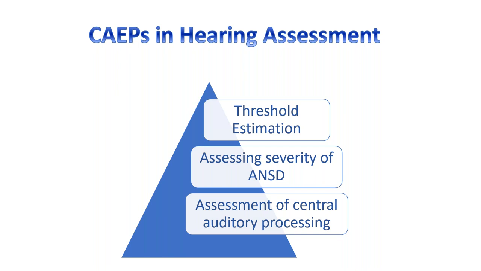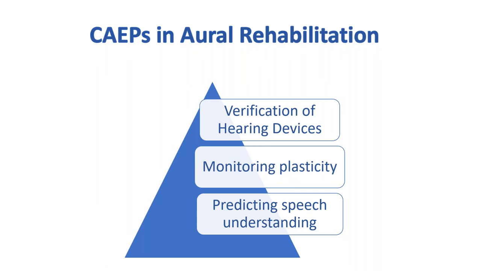Now, these cortical evoked potentials can be applied in hearing assessment or in rehabilitation. When we think in terms of hearing assessment, the applications include threshold estimation, but cortical evoked potentials are not really the test of choice for threshold estimation for the obvious reason that they're affected by sleep. And most often we test babies who are sleeping. So ABR is the test of choice for threshold estimation. But if you are assessing hearing in a person who is awake and alert, then CAEPs actually give more information than auditory brainstem response. The other application is in assessing the severity of auditory neuropathy spectrum disorder, or it can also be used for assessing central auditory processing.